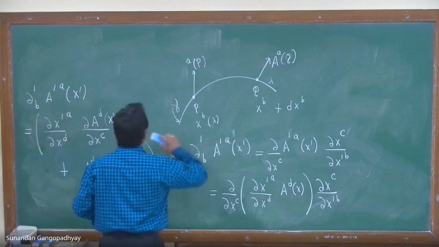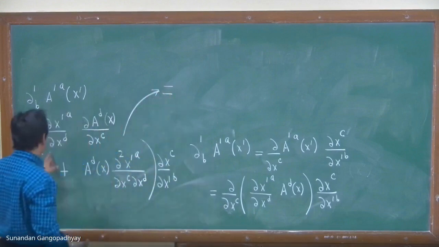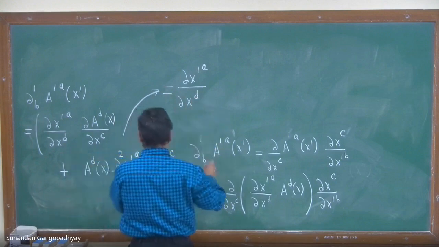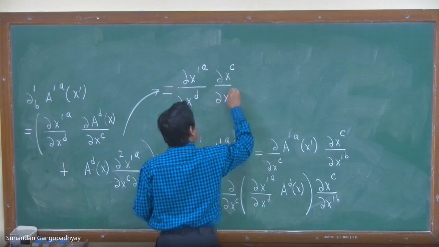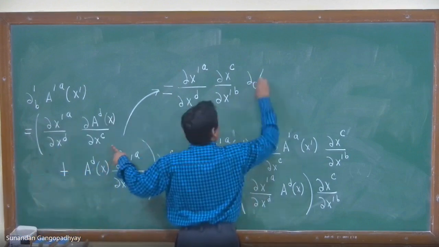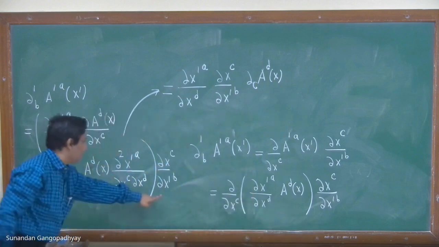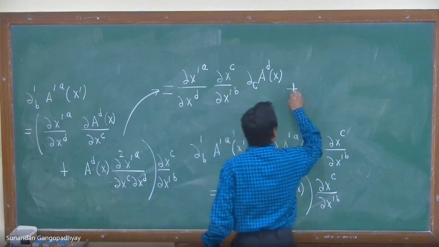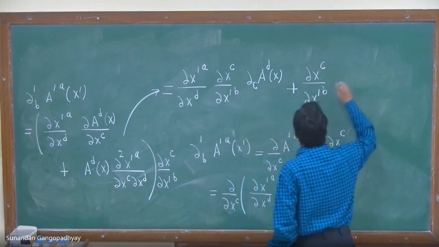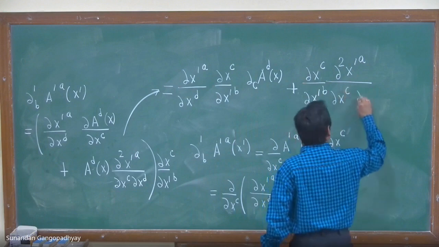Therefore, the first term is del x prime a by del x^c, del x^d by del x prime b, times del_d A^c. You know what the shorthand notation is: del_c means del by del x^c. This is the first term, this multiplied by this, and the second term is this plus del x^c by del x prime b, times the second derivative of x prime a with respect to x^c and x^d.